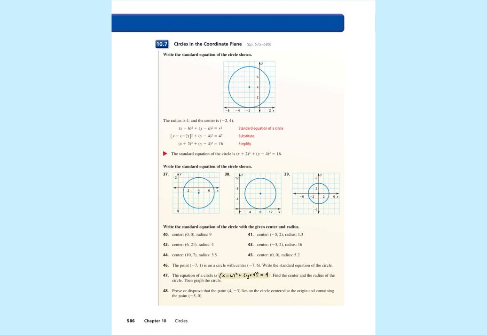On something like if it was a radius and it's a square root, you will keep it exact. I think there's only one question on the whole test that says round to the nearest tenth. Everything else should be exact.